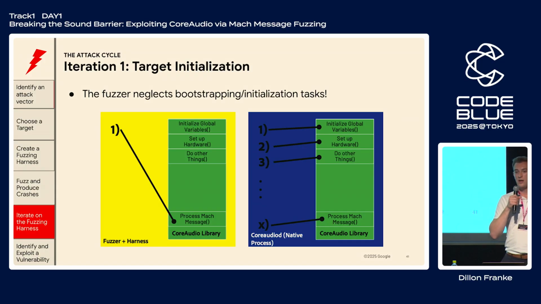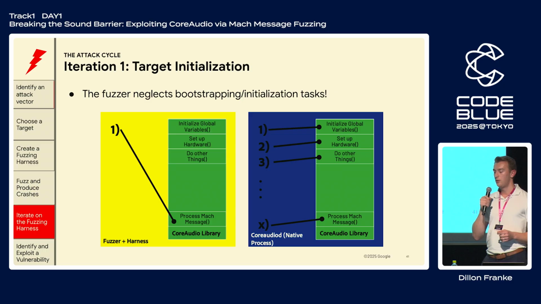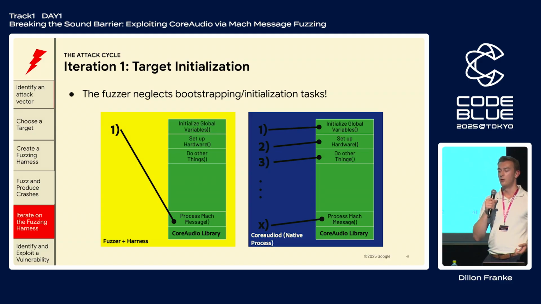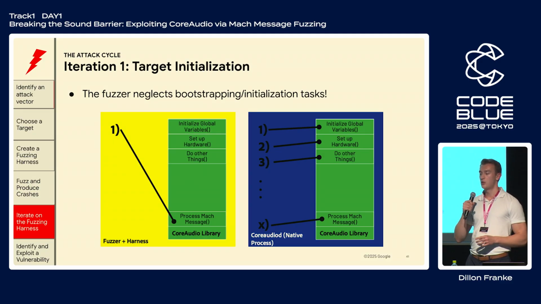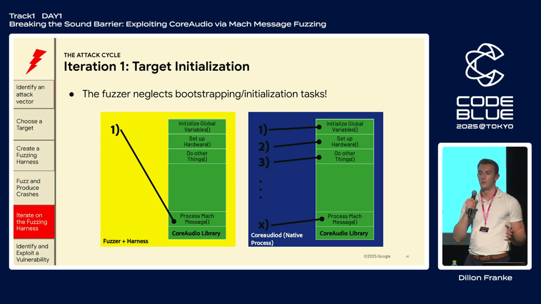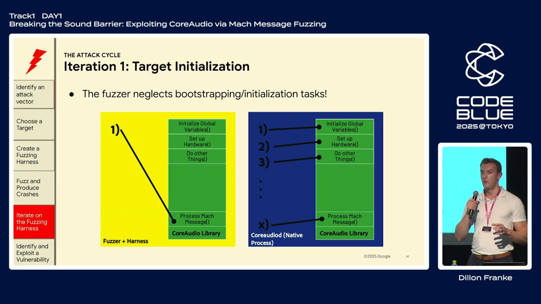So the first iteration I made on my fuzzing harness was performing proper target initialization. So the fuzzer you can see on the left here is basically bypassing a bunch of bootstrapping and initialization tasks that the actual binary would perform normally. So it might initialize global variables, set up hardware, do some other things, but no, we're just beginning by sending garbage message data to the message handler. So this is going to cause some problems. You see what actually happens on the right. So we need to, in our fuzzing harness, do those initialization tasks so that the receiving process is in a state that it expects to be in.